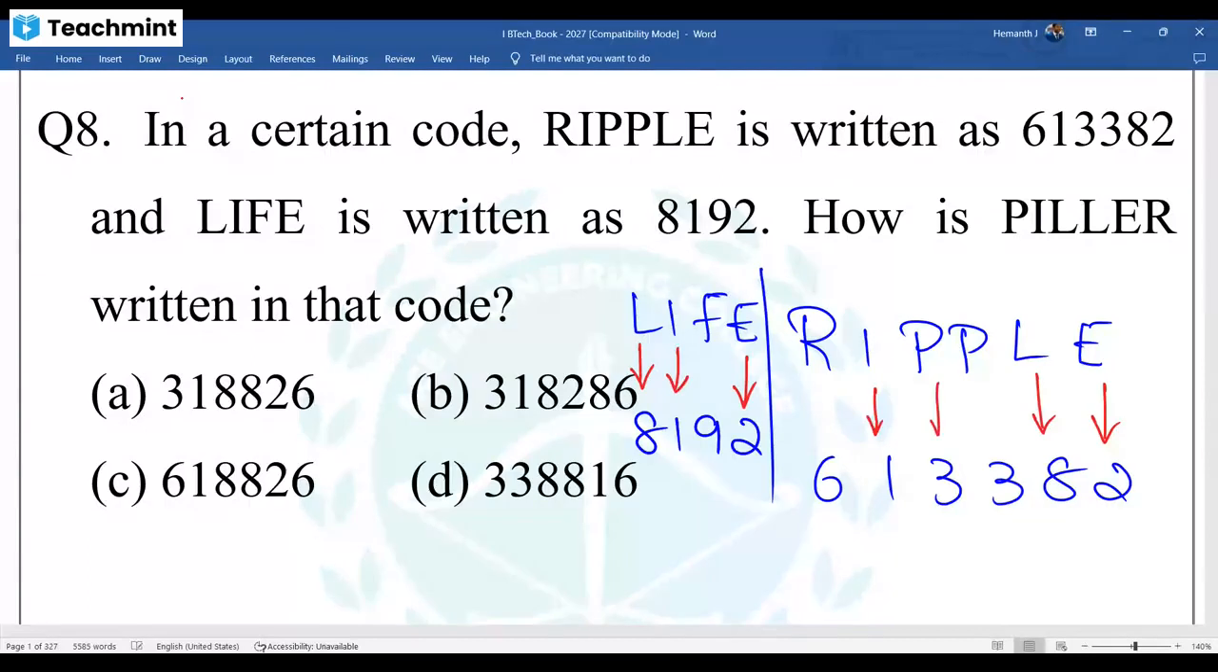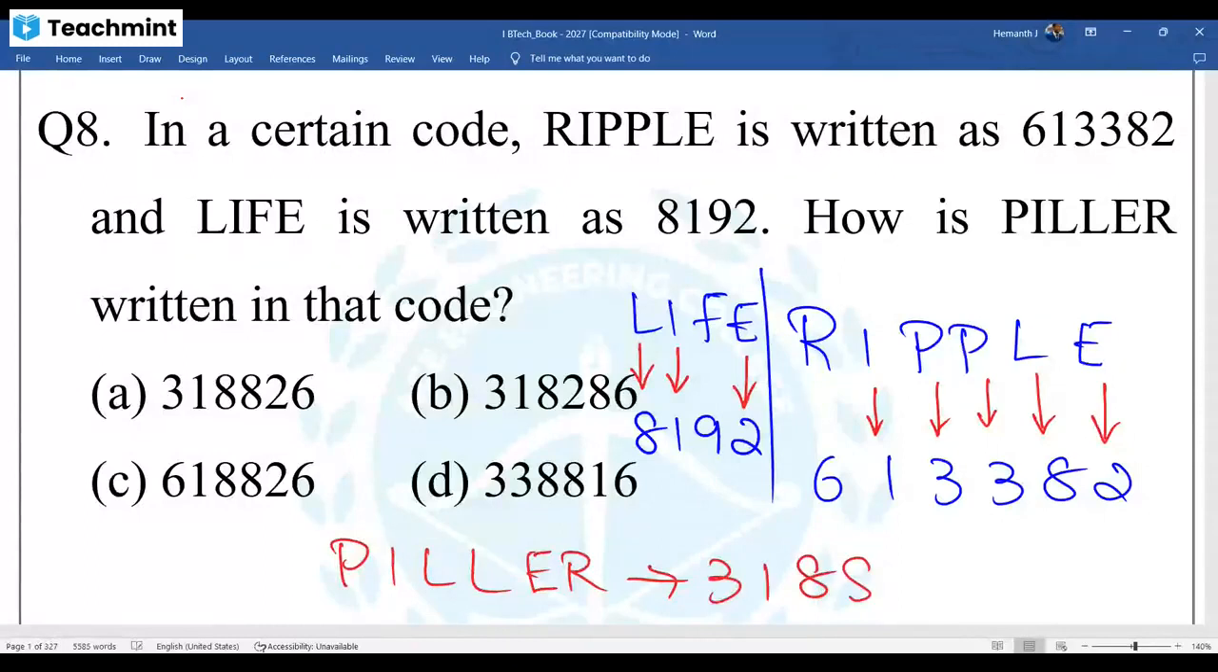Wherever P is there, they assigned a value for each letter already in the question. Your job is to understand which value goes with each letter. Wherever E is there, compare life and ripple. In both, E is given as 2. In ripple, P is there 2 times, and wherever P is there it is 3. Now, assigning that to the word, what should be P? 3. I as 1. L as 8. 3188, only one option.